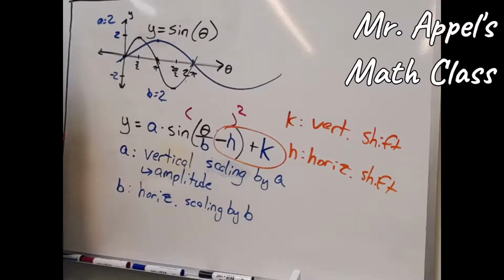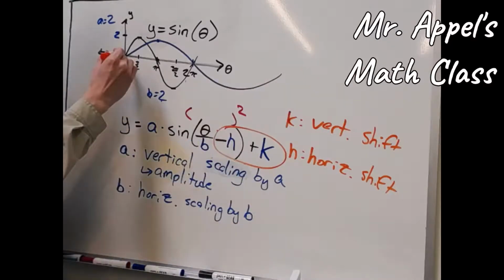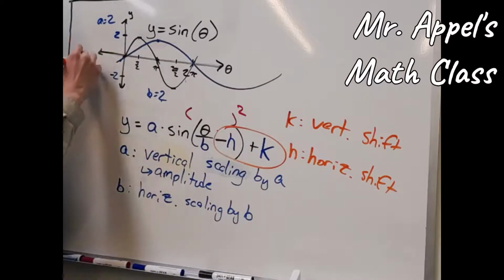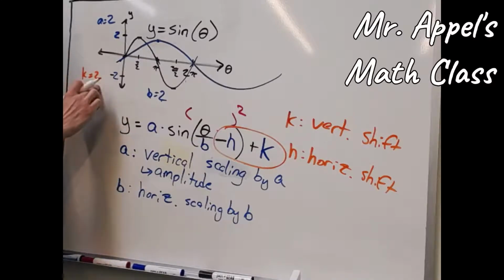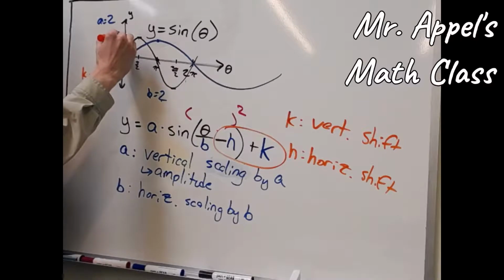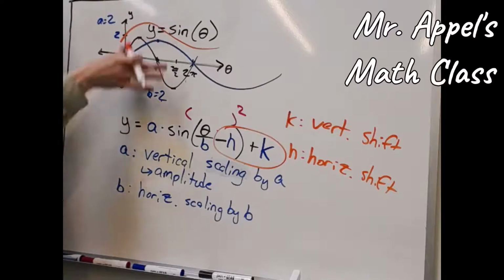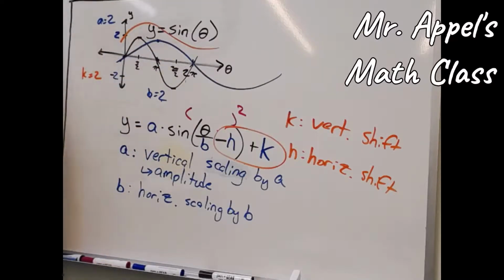Now, a couple things here. K is easy when it comes to the trig values. K is literally moving them. So if K equals 2, instead of going through 0, 0, I now start up here, right? We do that. It shifts it up. Just move the whole thing vertically. Very easy.